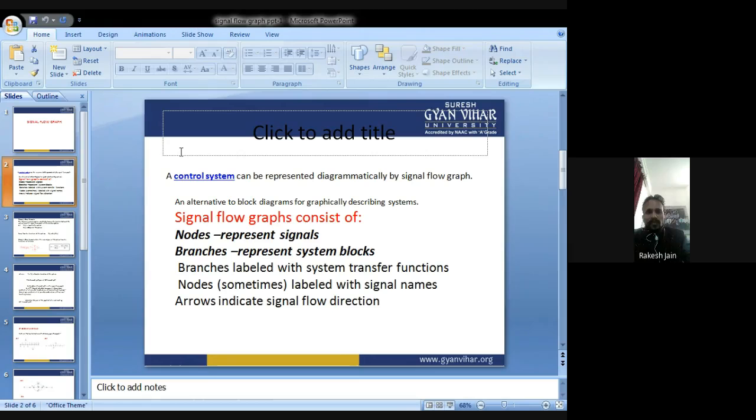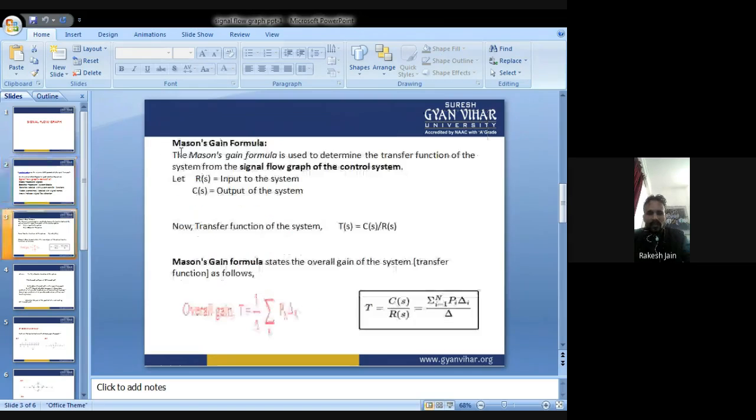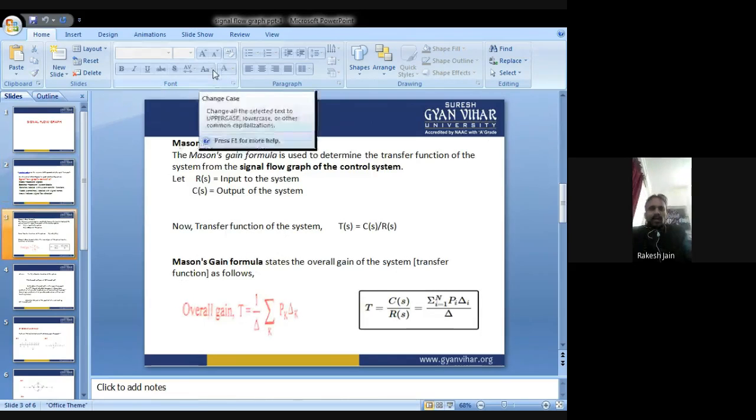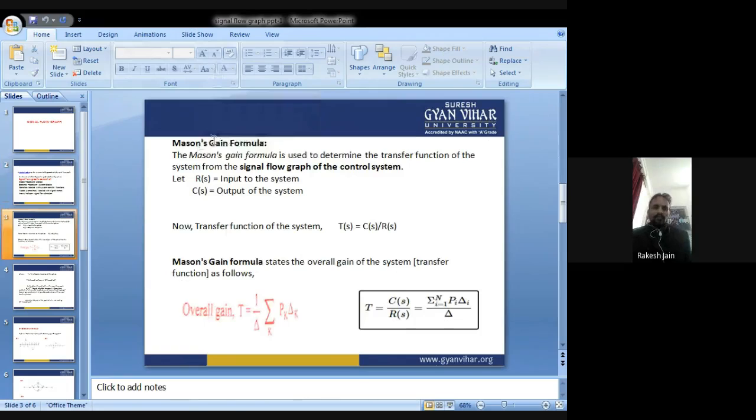And with the help of a signal flow graph, how can we find the transfer function, as in the case of block diagram, I mean C(s) upon R(s)? We will find the transfer function of a control system with the help of a special formula that is known as Mason's gain formula. Mason's gain formula to find the transfer function of a signal flow graph is C(s)/R(s) equal to summation of Tk delta k upon delta.